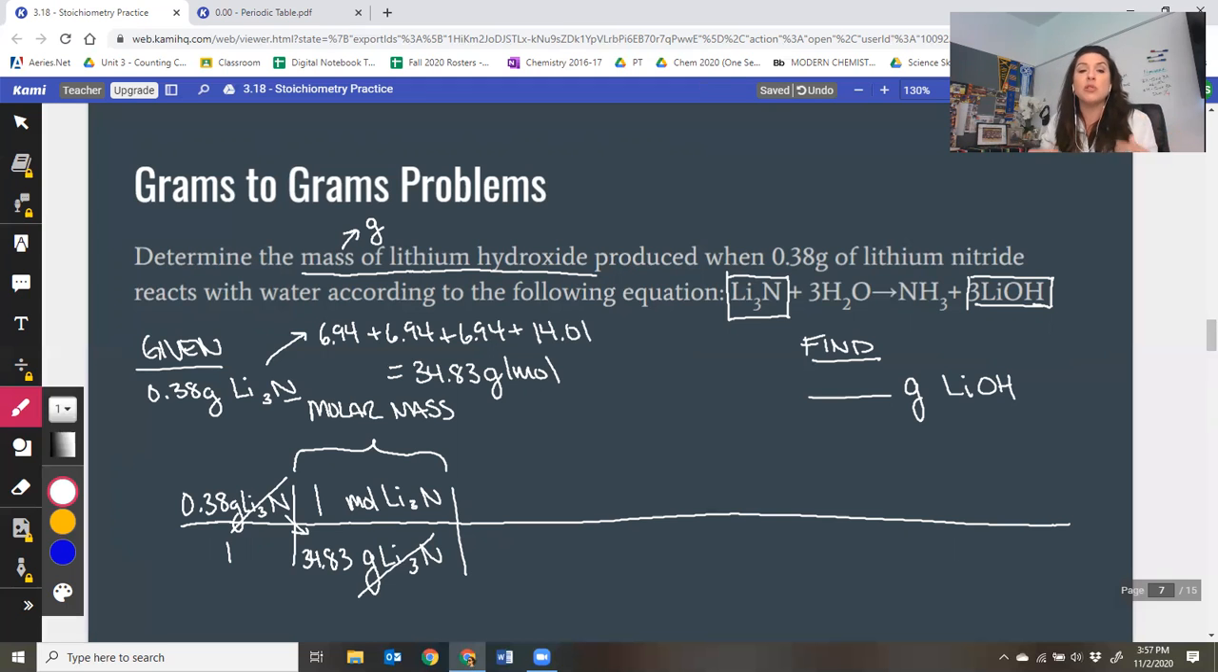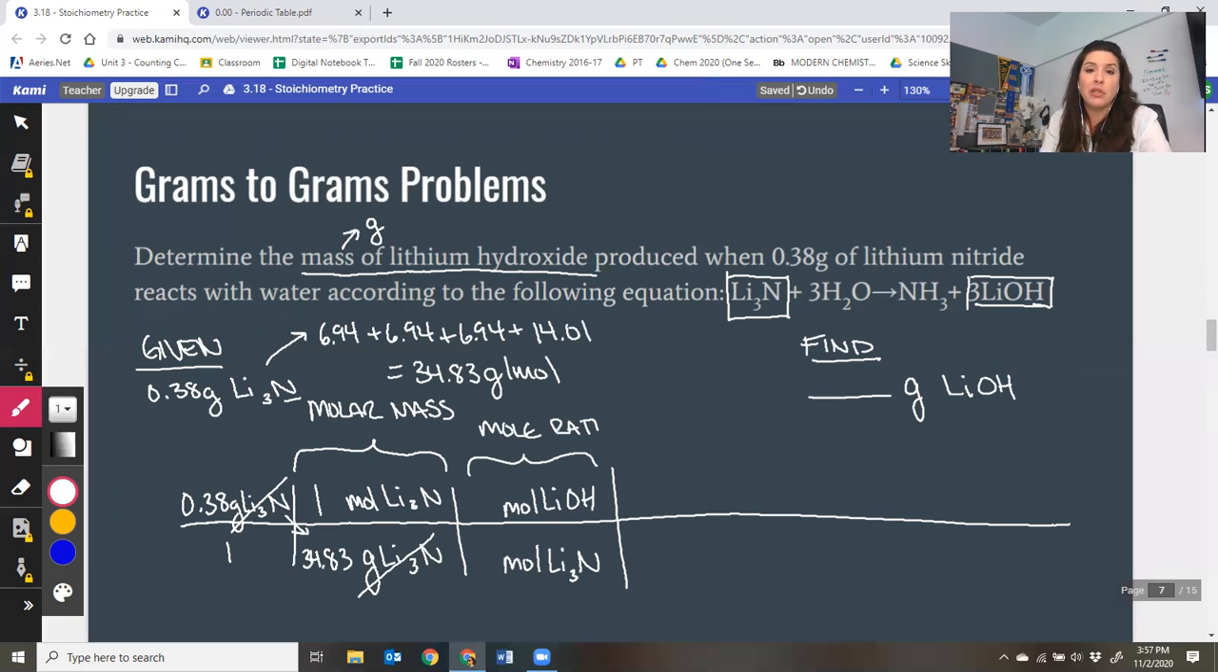So next step, we're going to use the mole ratio to convert from moles of the given to moles of the find. And the find over here is LiOH. In this step, I'm going to use the mole ratio again, just like we did in the problems above. And this mole ratio compares the two substances per their chemical equation. So I see that 1 mole of lithium nitride reacts, and look at that, it produces 3 moles of lithium hydroxide. So I'm just taking the coefficients out of the chemical reaction and plugging them in. They are my mole ratio.